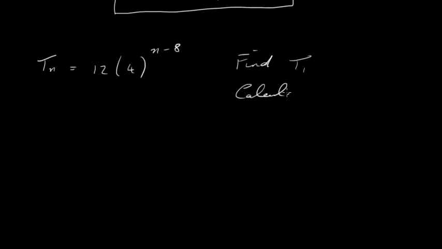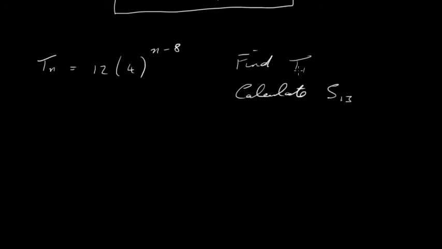So let's have a look at Tn equal to 12 times 4 to the power of n minus 8. Let's have a look at this particular geometric series here. What we're going to do with this is we're asked to find term 1 and then calculate S13. What do we get when we add up the first 13 terms of this particular series here?